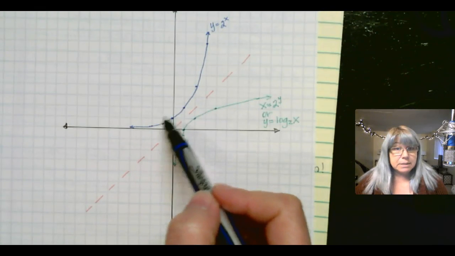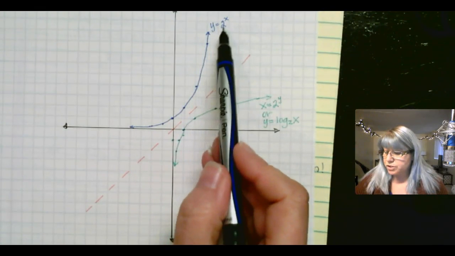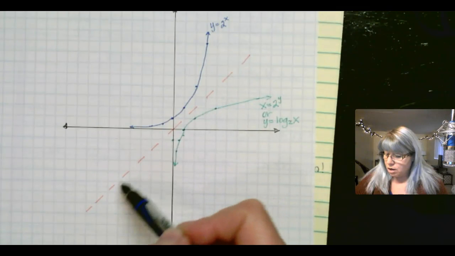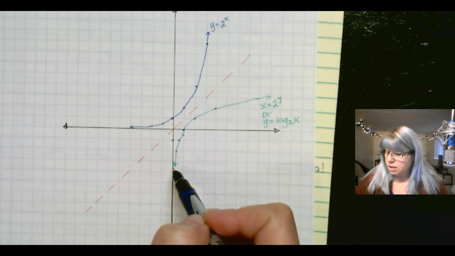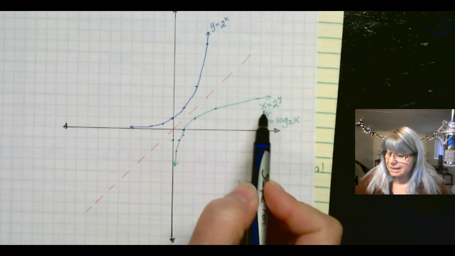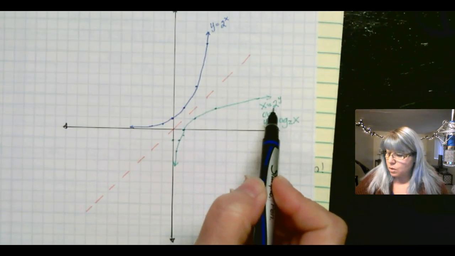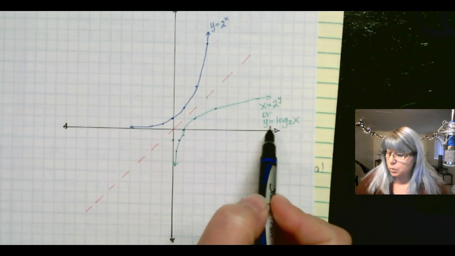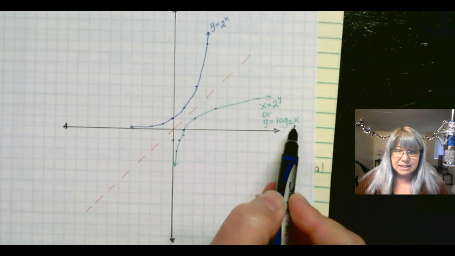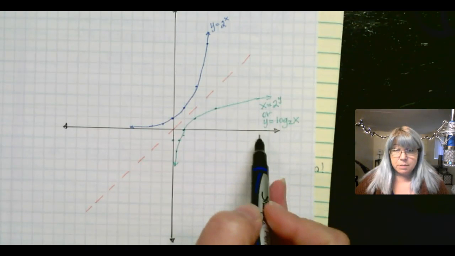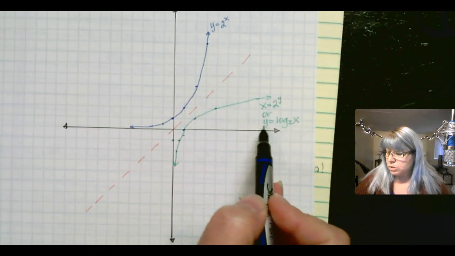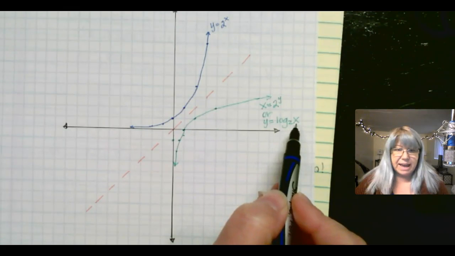But the inverse is in blue. That's where y equals 2 to the x. And along the y equals x line, my original equation, which is not x equals 2 to the y, it's actually y equals the log base 2 of x, right? That's just a different form of the same equation. But our original equation was y equals log base 2 of x.